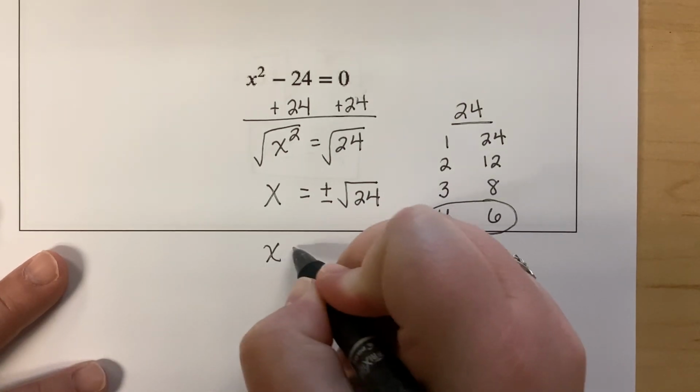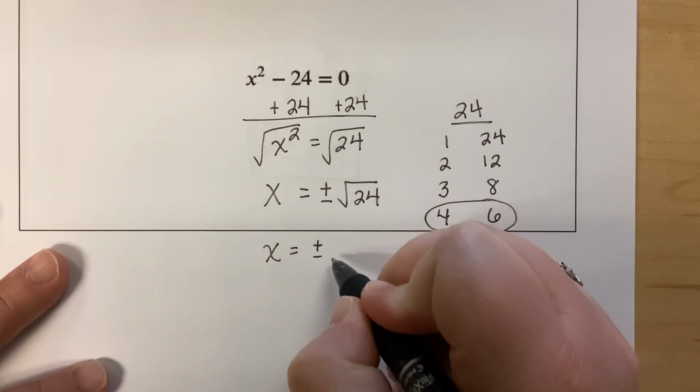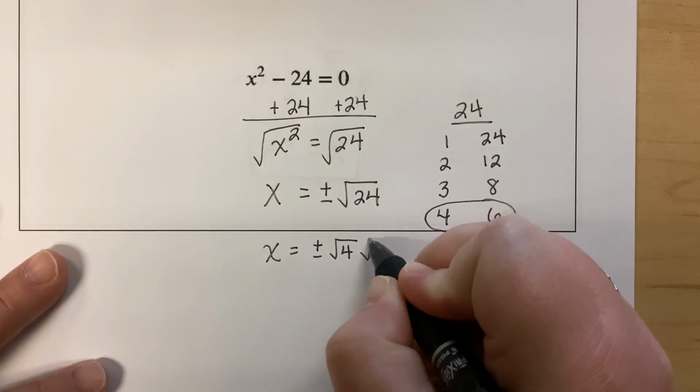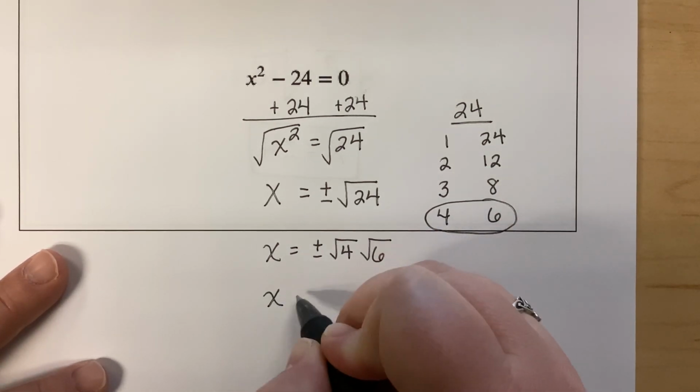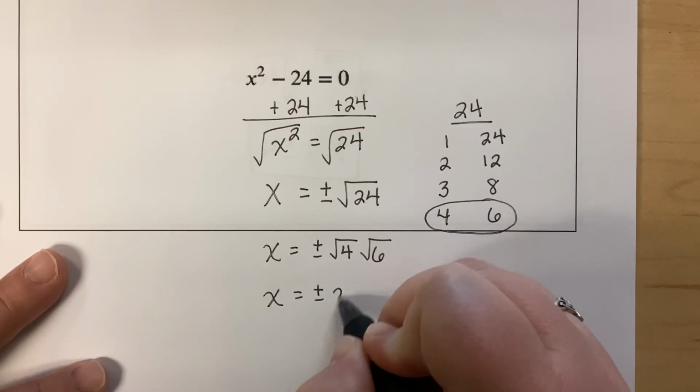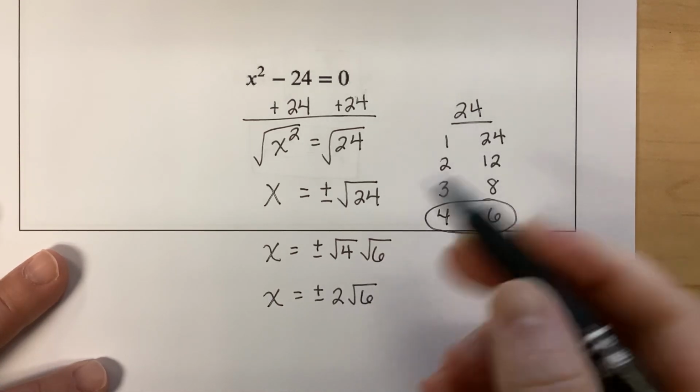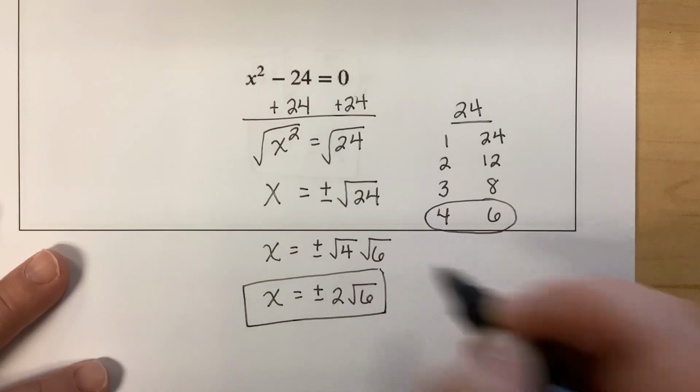So now we have x equals plus or minus the square root of 4 times the square root of 6. The square root of 4 is 2. So we're left with x equals plus or minus 2 root 6. And that would be our final answer.